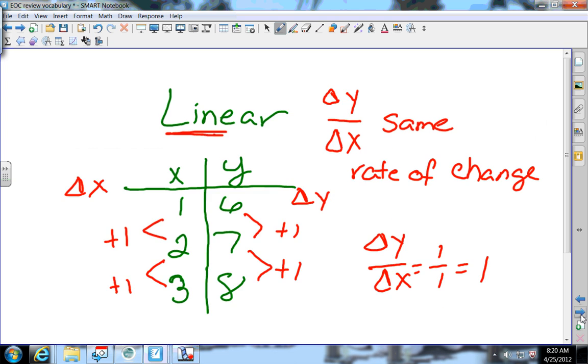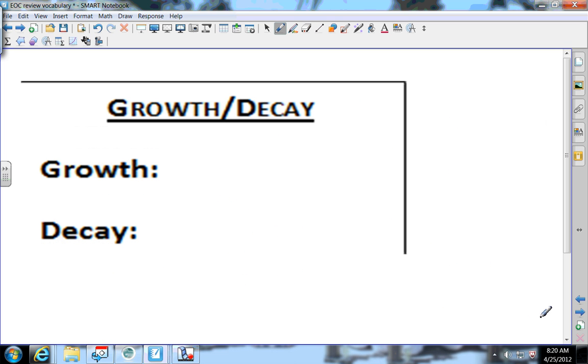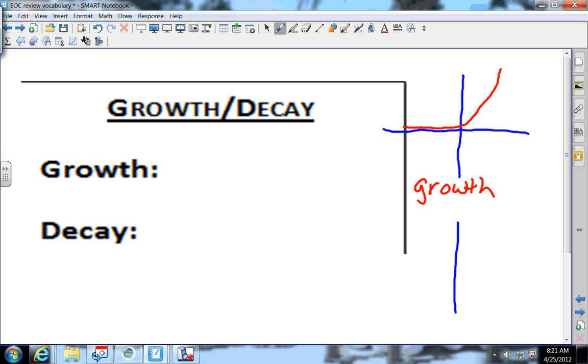Next, growth and decay. Okay, when we go to growth and decay, first off, when it's growth, my curve looks like this and it's going up. This is growth. Well, duh, that makes sense because it's going up. Decay means it's going down. So we could have an example of like this.